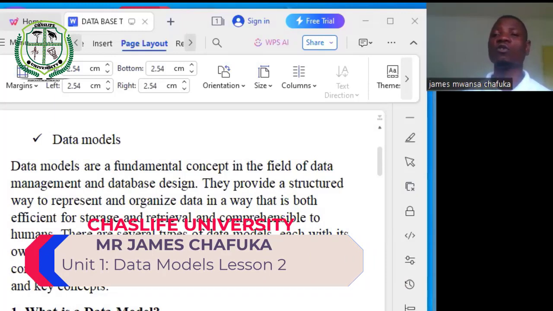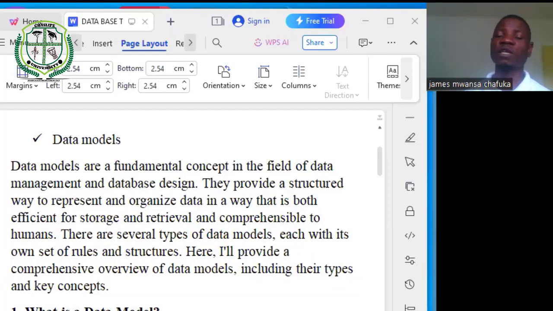They are fundamental concepts in the field of database management and database design. They provide a structured way to represent and organize data. So in order to organize the data, there should be an aspect of the data model. This is the reason why we are saying that they provide a structured way to represent and organize data in a way that is both efficient for storage, retrieval, and comprehensible to humans.